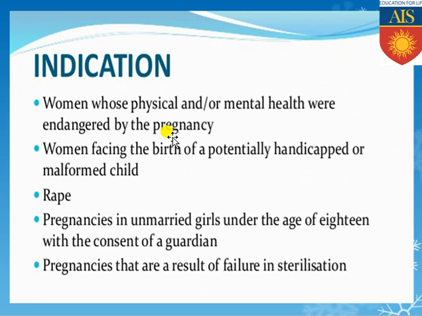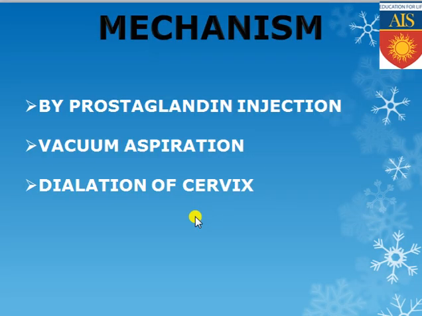Pregnancies in unmarried girls under the age of 18 with the consent of a guardian. If any female below the age of 18 gets pregnant outside marriage, then by taking the consent of the guardian, MTP can be performed. Pregnancies that are a result of failure in sterilization. If a pregnancy is a result of failure in sterilization, in that case also MTP or induced abortion can be performed. These are the reasons for which we commonly perform MTP.